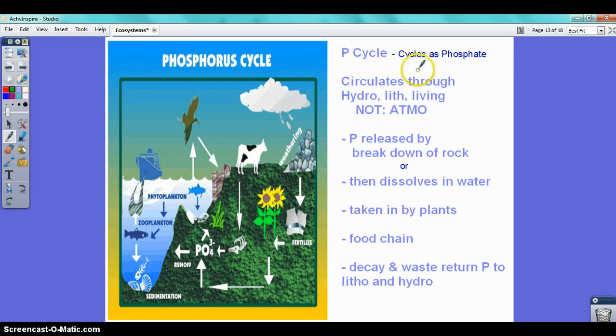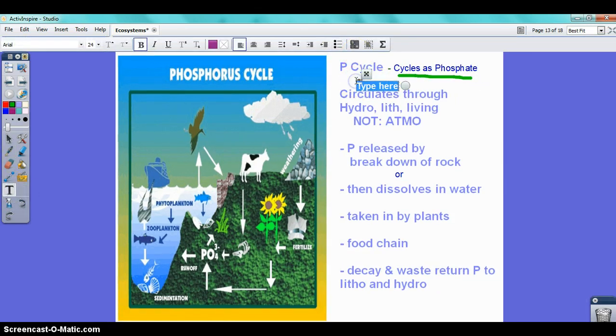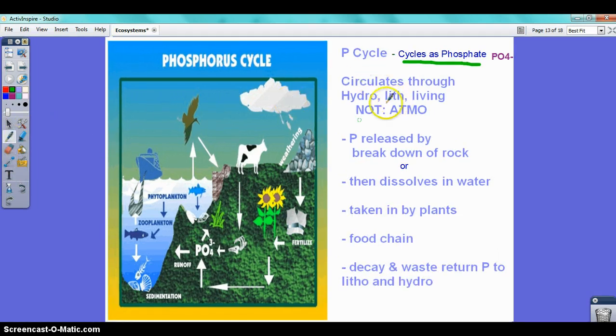The phosphorus cycle mainly cycles as phosphate. That's PO4 negative. You have to know both the compound and the name of the compound. It's unique to the other cycles because it only circulates through the hydrosphere, lithosphere, and living things. It never enters the atmosphere.